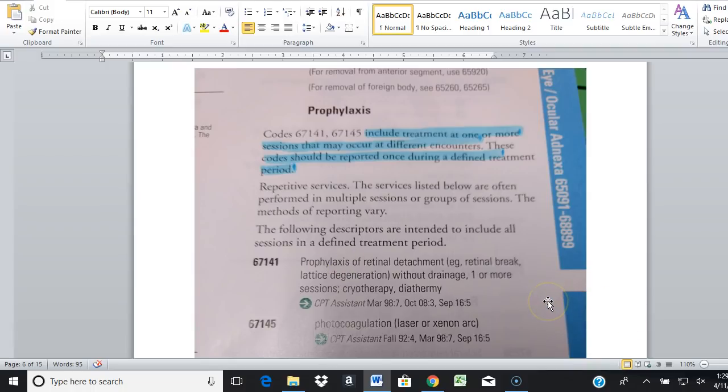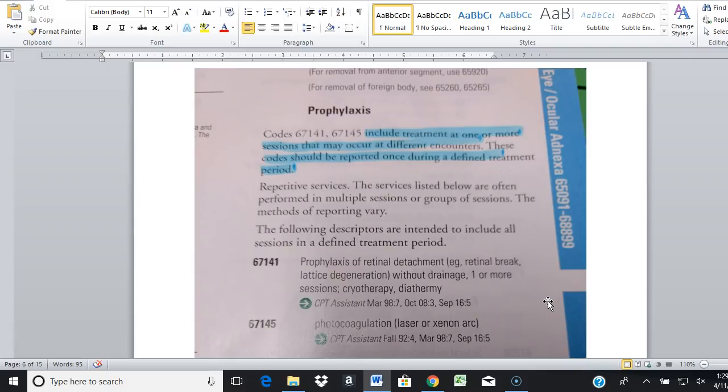So it tells us codes 67141 and 67145 include treatment at 1 or more sessions that may occur at different encounters. These codes should be reported once during a defined treatment period. Okay, so coded once during a treatment period. That means the provider has to define the treatment period. That could be a day, could be 3 days, could be a week, could be 2 weeks, could be 3 weeks. It doesn't matter. We only code it out once per treatment period.